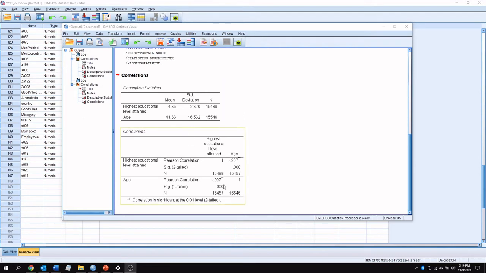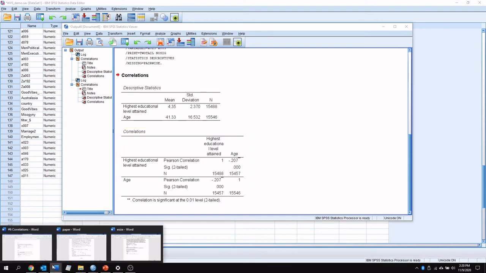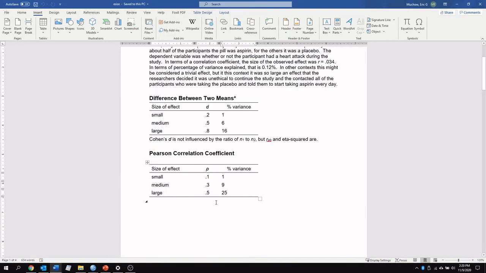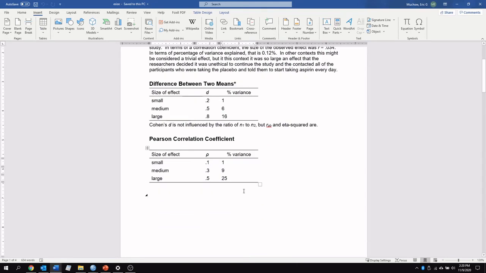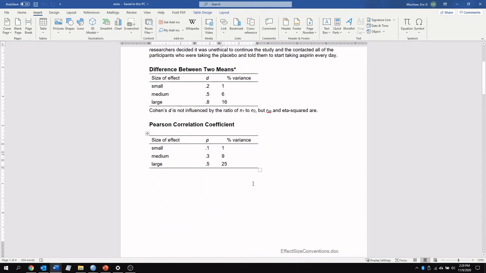And we're also going to pay attention to the significance here with the asterisks, and the negative sign, which tells us that they run in opposite directions. But let's look at the number itself. So it's 0.207. And if I pull up this handy dandy effect size table, and by the way, these correlation coefficients can be thought of as an effect size. In fact, they are an effect size.